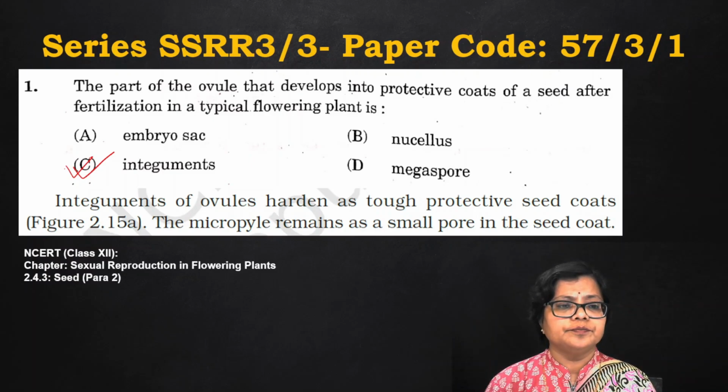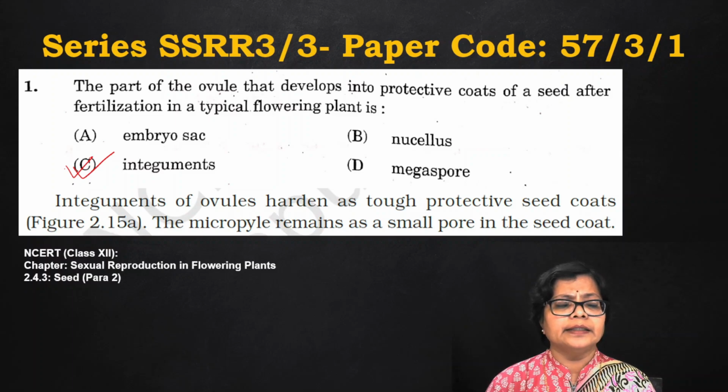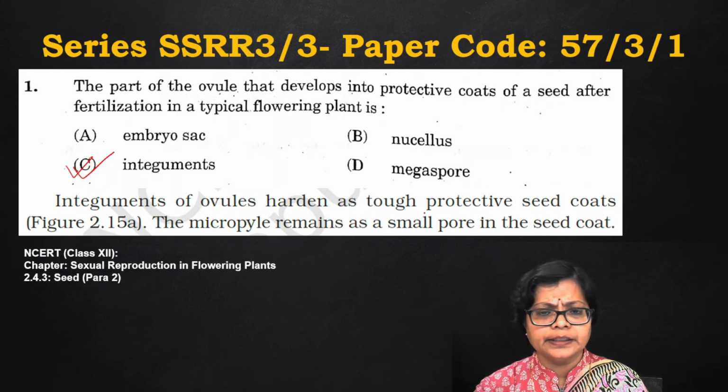seed coats: the outer integument gets converted to testa and the inner integument gets converted to tegmen. So that is given in the book: integuments of the ovules harden as tough protective seed coats. Okay, so this is the line from the NCERT book.